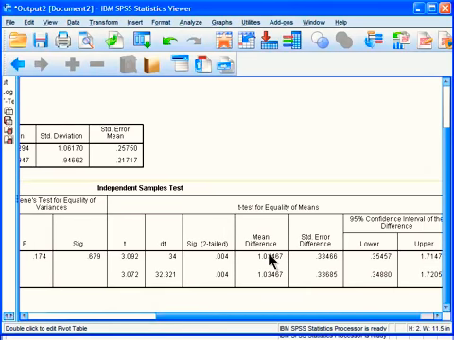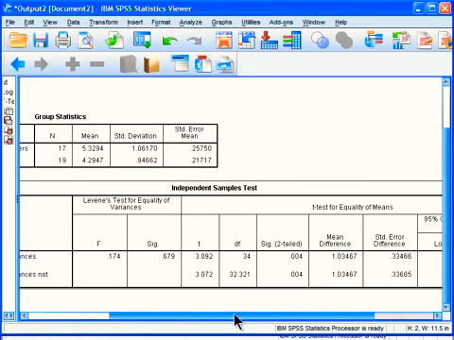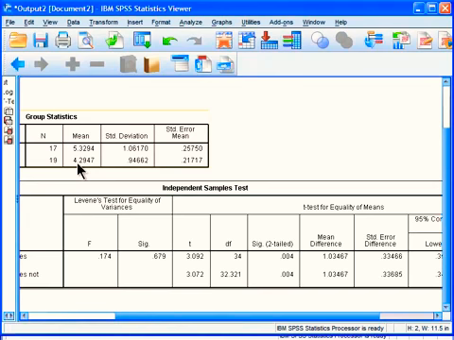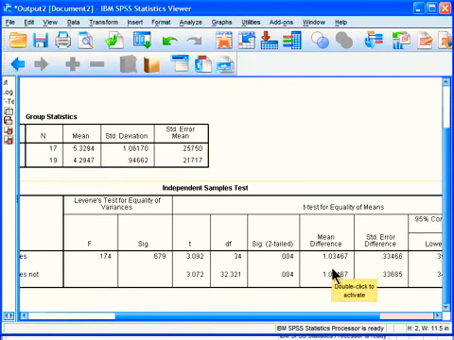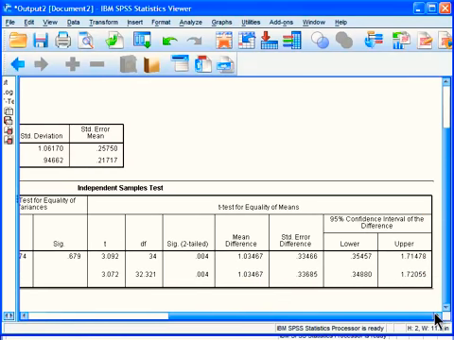SPSS also outputs the mean difference between the two means. So mean 5.32 versus 4.29 gives us a mean difference of 1.3467. The standard error associated with that mean difference is also outputted by SPSS, 0.334. And then it gives confidence intervals of the difference between the means. It's quite rare to see that reported in a report.